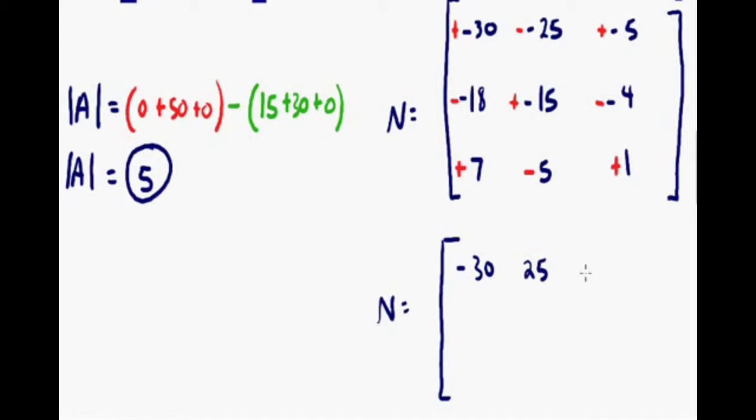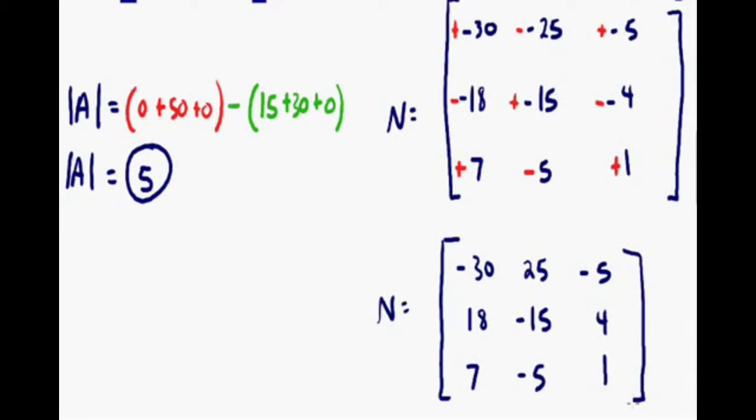We have a positive negative 5, so that just stays negative 5. We have a negative 18. Two negatives gives us a positive 18. We have a positive negative 15, so that just stays as a negative 15. We have a negative 4. Two negatives gives us a positive 4. We have a plus 7, so that just stays positive 7. We have a negative 5, so that just stays negative 5. And we have a plus 1, so that just stays positive 1.